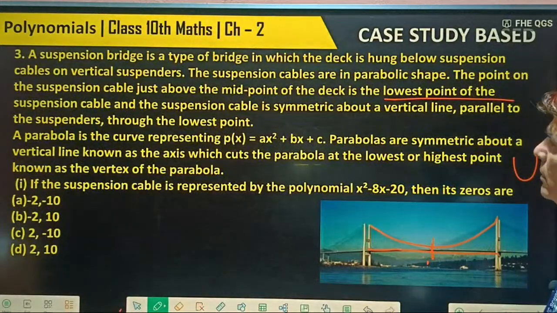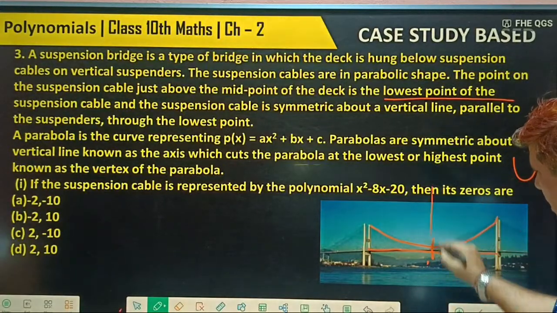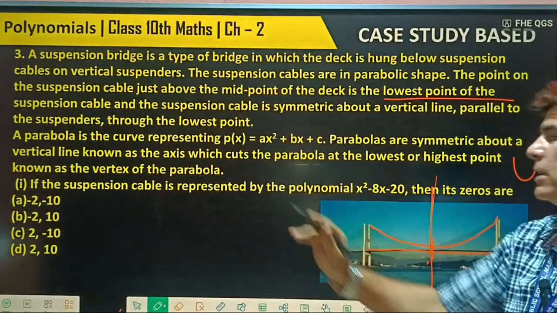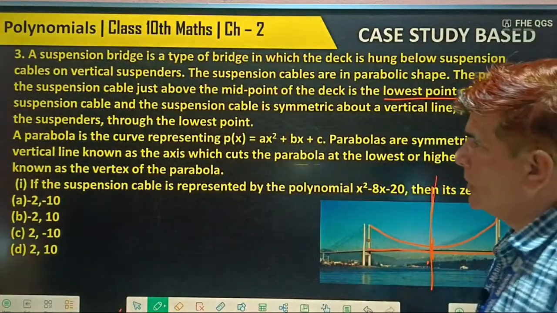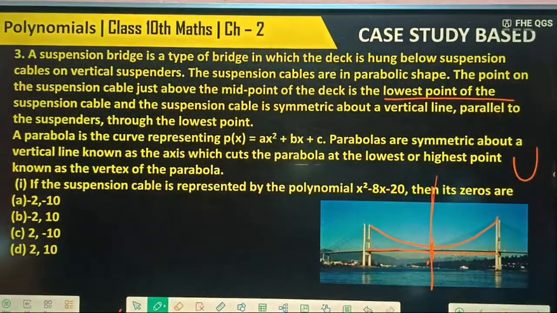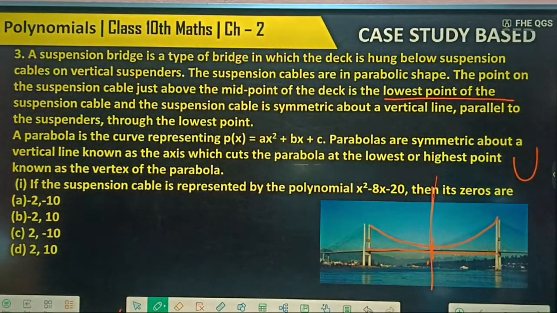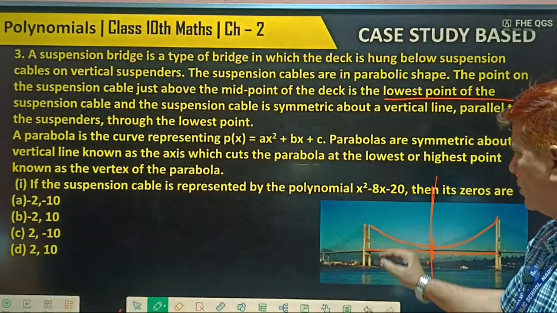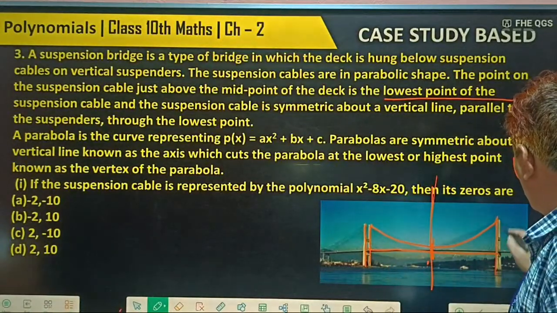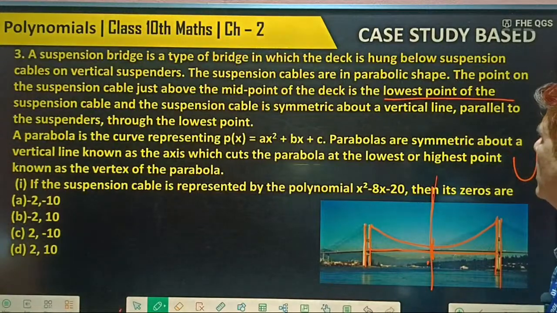And the suspension cable is symmetrical about a vertical line. Symmetrical meaning this is a vertical line, so half on this side and half on this side. Understood? Parallel to the suspenders. Suspenders meaning these are suspenders, their name is suspenders. So what's it saying? Symmetric about the vertical line parallel to the suspenders through the lowest point. A parabola is the curve representing p of x.